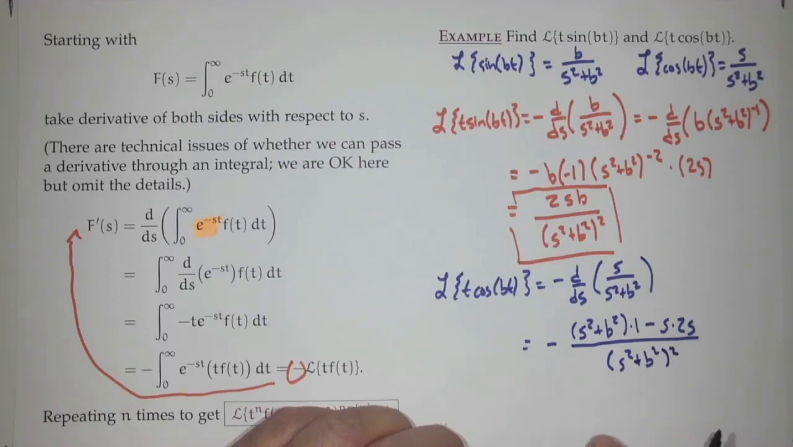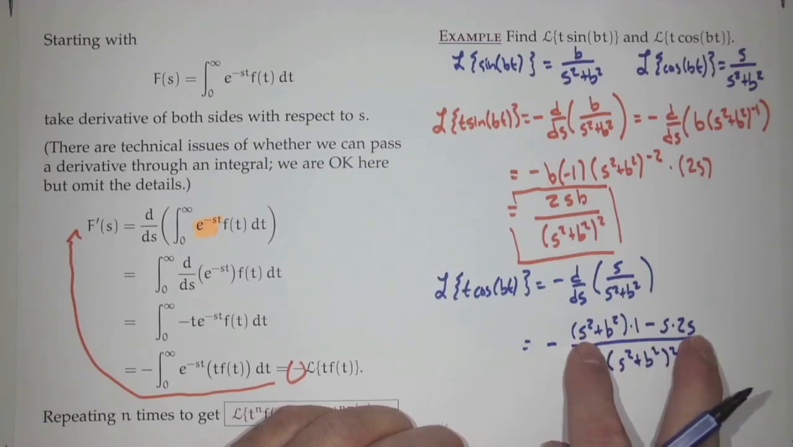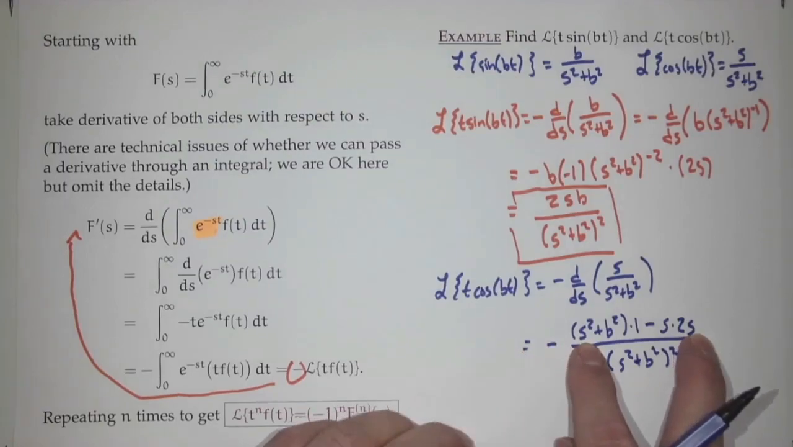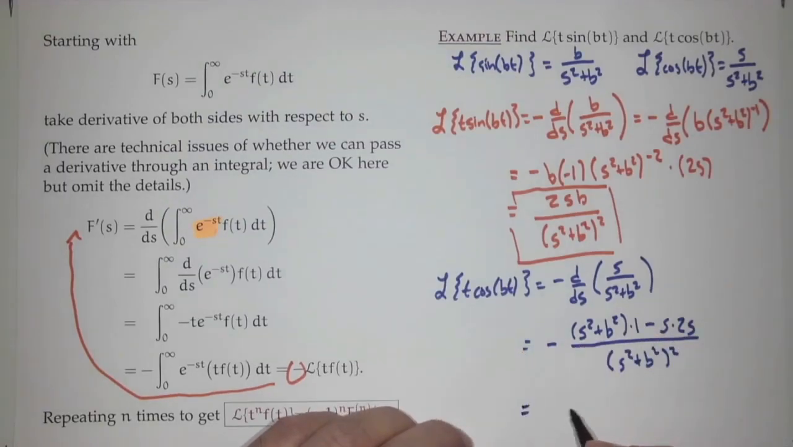All right, now let's clean this up. We have s squared minus 2s squared, which would be minus s squared, but then there's this extra minus in the front. So it becomes s squared. Then we have b squared, but there's a minus. So minus b squared all over s squared plus b squared squared.